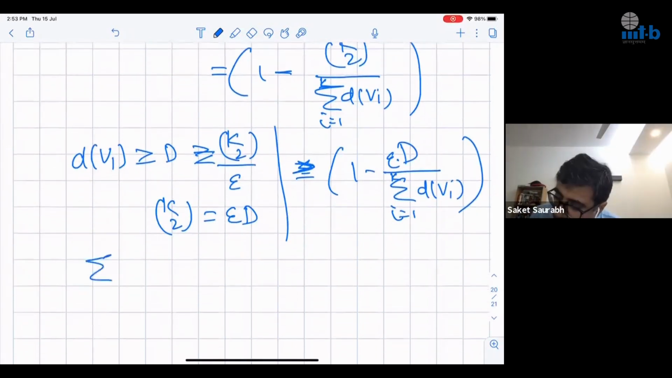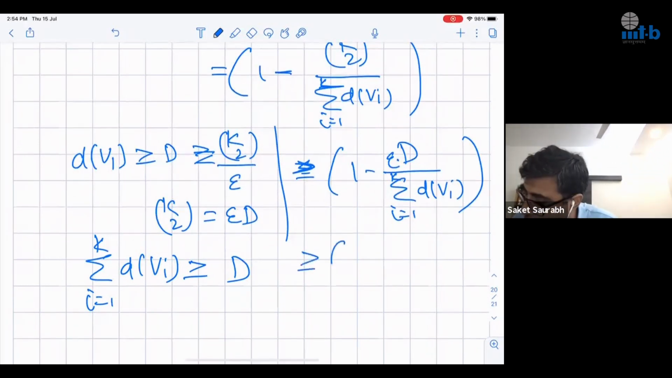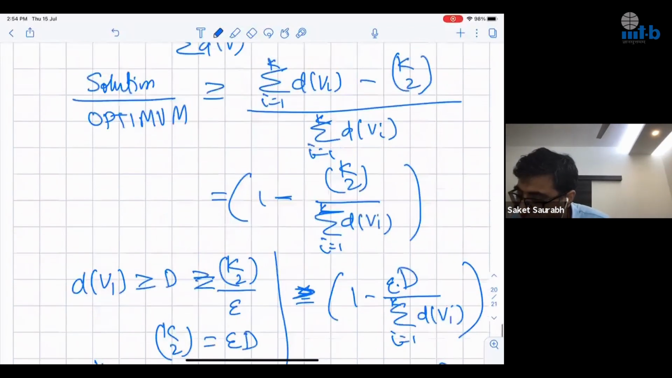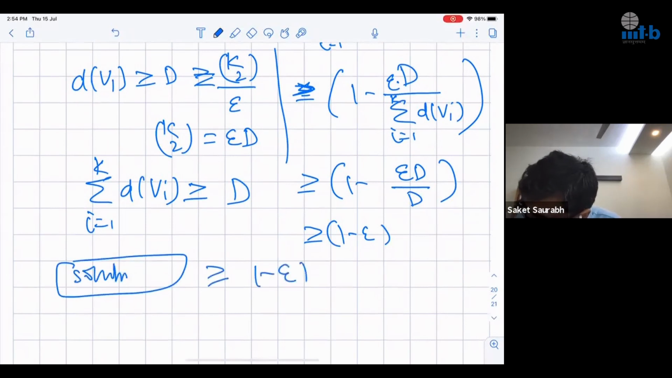Okay, now what can I say about the summation i equal to 1 to k of d(vi)? I claim that this number is definitely more than D, because what is D? Look, degree of V1 is at least D. So the others can only contribute more to the left side compared to the right side, which implies this is greater than or equal to 1 minus epsilon. So what are we able to show? We are able to show that the solution we are going to return is at least 1 minus epsilon times opt.